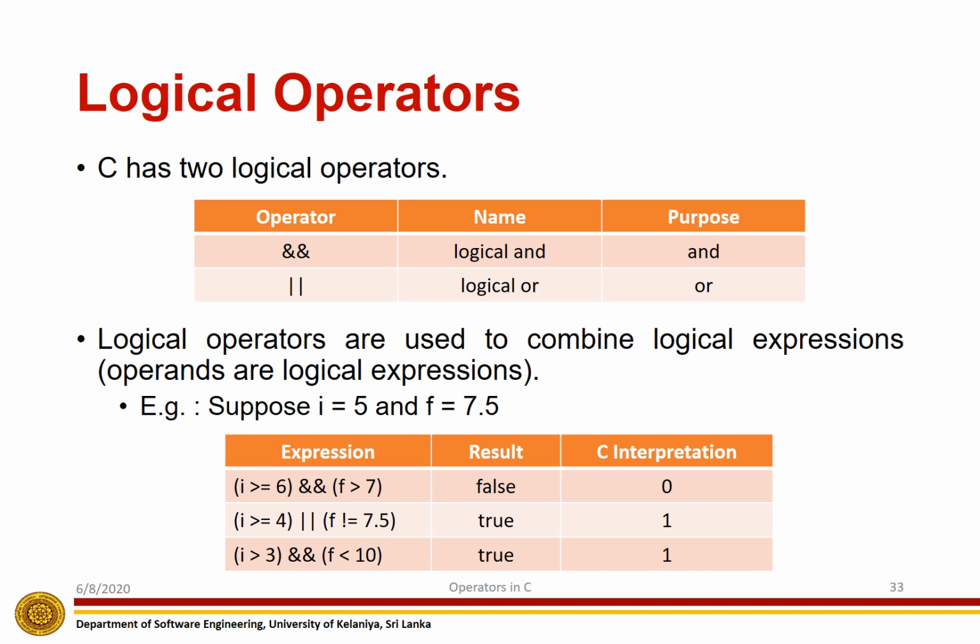Then the second one, i is greater than 4, that is true, or f is not equal to 7.5, that is false. So true or false, then the answer is true, so it can be represented as 1. Then the last one is i is greater than 3, that is true, and f is less than 10, that is also true. So true and true, the answer is true and it can be represented as 1.